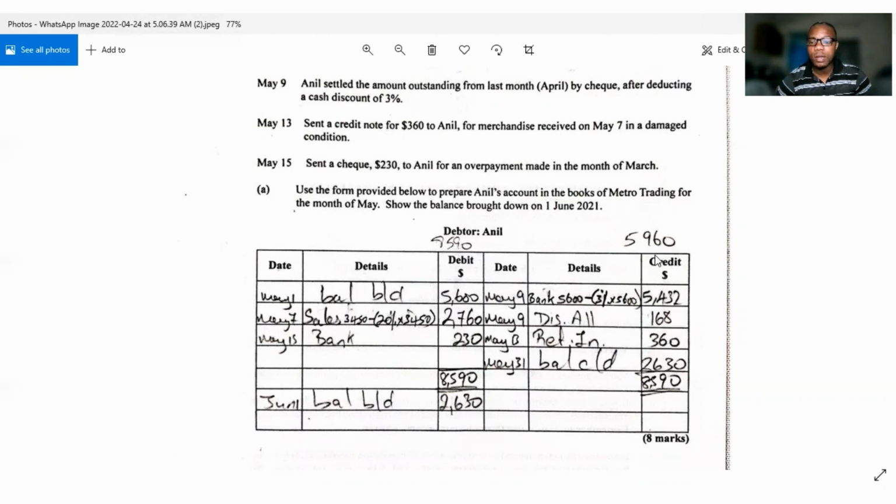You subtract the smaller amount from the larger amount to get the balance carried down, which is 5,960. You take it away from 8,590, you get 2,630. The reason why it's on the credit side is because this side has the least amount, so that's the balance carried down. And now both sides are equal, and since you have the balance carried down, the question did say we should show the balance brought down as at the 1st of June. And so here, June 1, balance brought down 2,630. The balance brought down and the balance carried down is always the same.